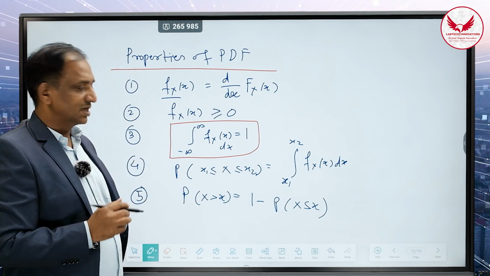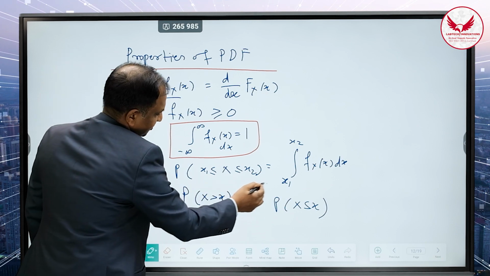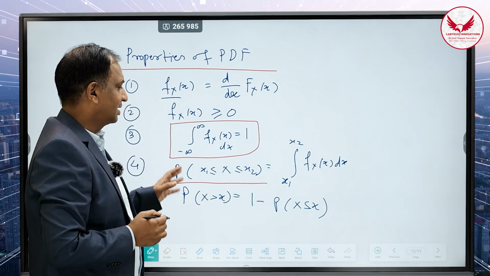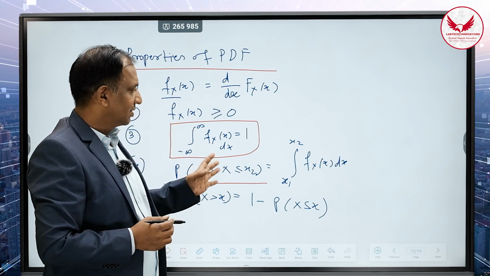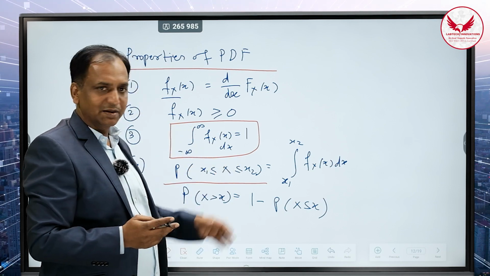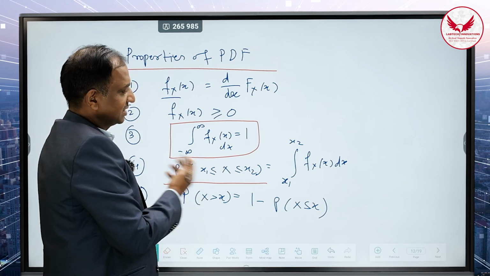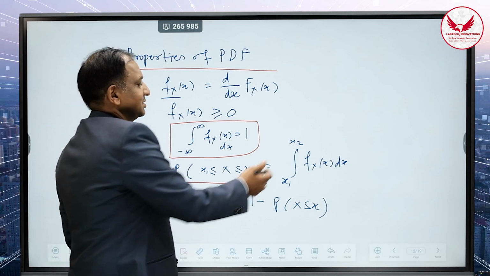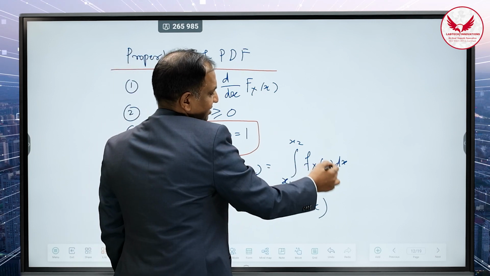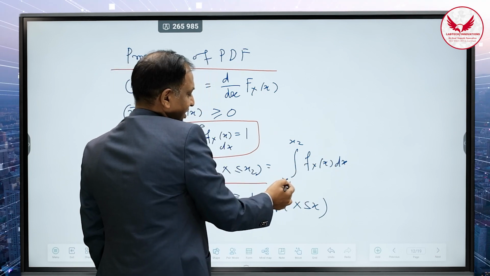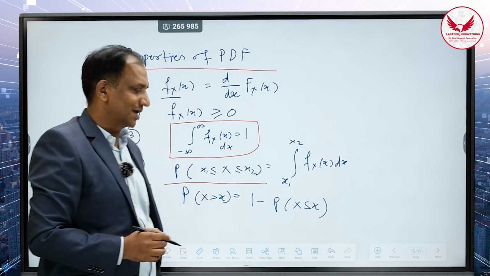Again, like the CDF, sometimes they will ask you to find the probability between two values x1 and x2. When you want to find the probability between two values, you can solve it using the CDF as well as the PDF. Using the PDF, it is just the integration, the area under the curve fx of x dx between the two limits x1 and x2.